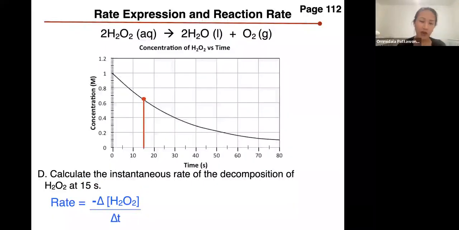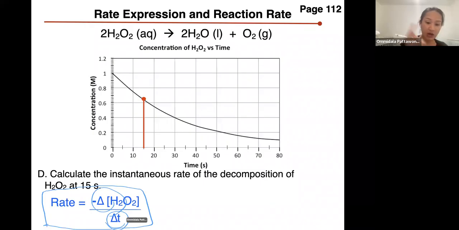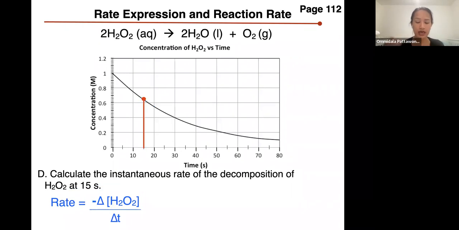The question is, how can we find out the rate at a specific time then? If you're looking at the rate expression here, it requires the change of time and also the change of the concentration. Delta is the change. Here there is no change. It's one specific time and one specific concentration. The answer goes back to what I previously mentioned in the previous slide. When you are looking at the instantaneous rate, or the rate at a specific time, you will need to draw a tangent line and then determine the slope. And the slope would be the instantaneous rate that you are looking for.